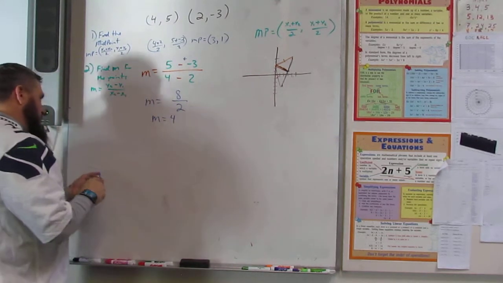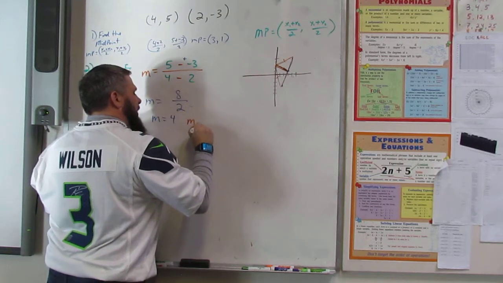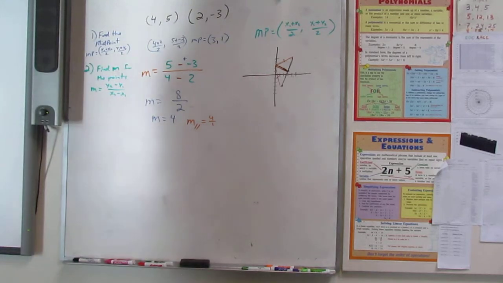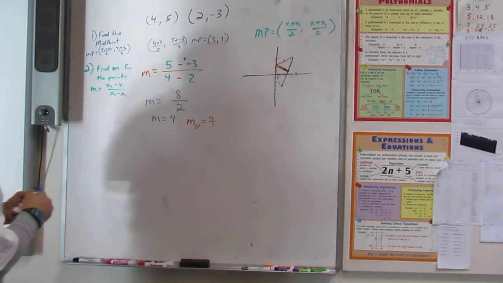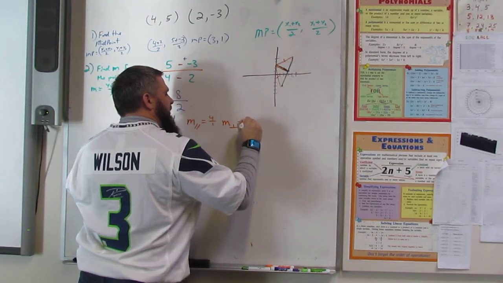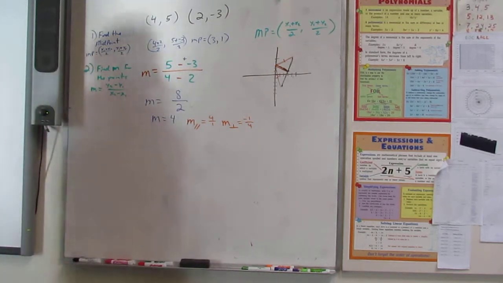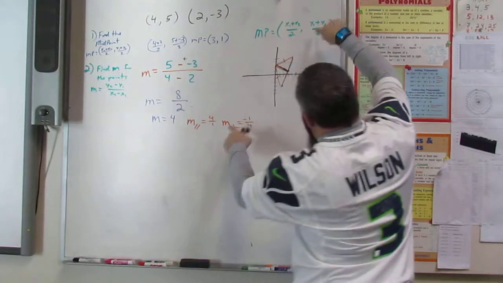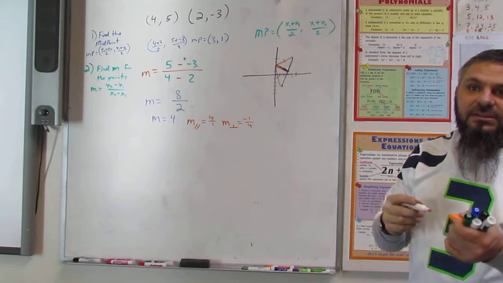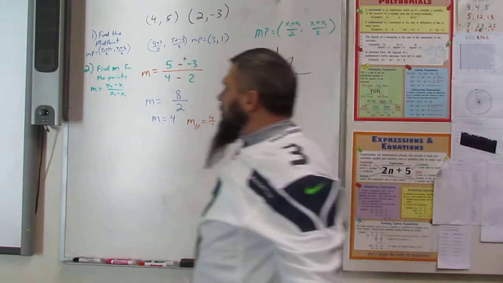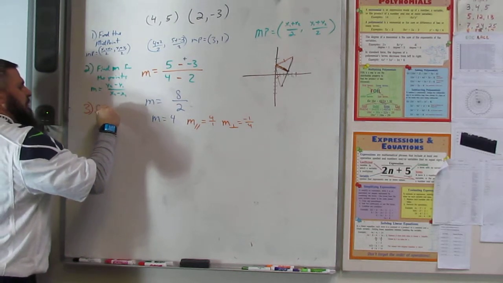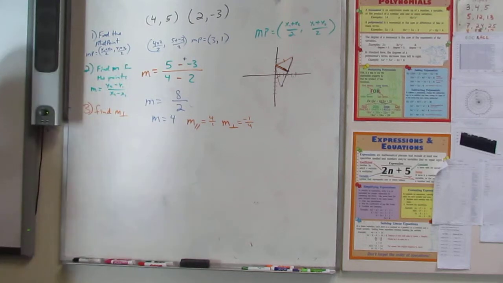Now, m parallel would also equal 4 over 1, right? Which is 4, right? Because it's the same slope. But m perpendicular is going to equal negative 1 over 4. Because it's going to be the opposite slope. So if this is 1/4, this one is negative 1/4. Make sense? Okay? So from this, your third step is find the perpendicular slope.